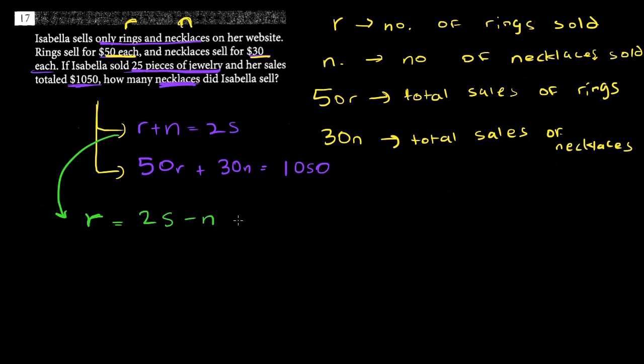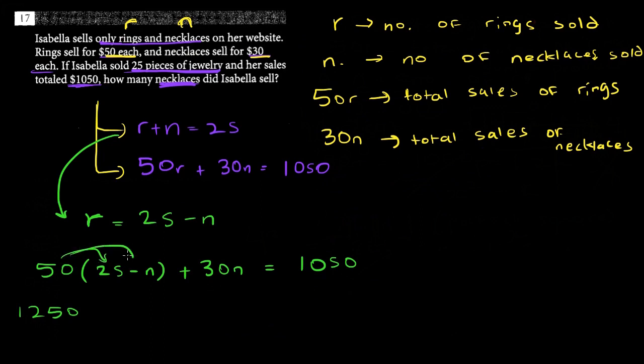And you'll see why this is important, because now I can replace this R into the second equation and solve for N. If I'm gonna rewrite the second equation, 50 times R, which is 25 minus N, plus 30N equals 1,050, right? And so 50 into 25 is 1,250. I'm gonna FOIL it out, right? And 50 into minus N is minus 50N, and that 30N is still there, equals 1,050.